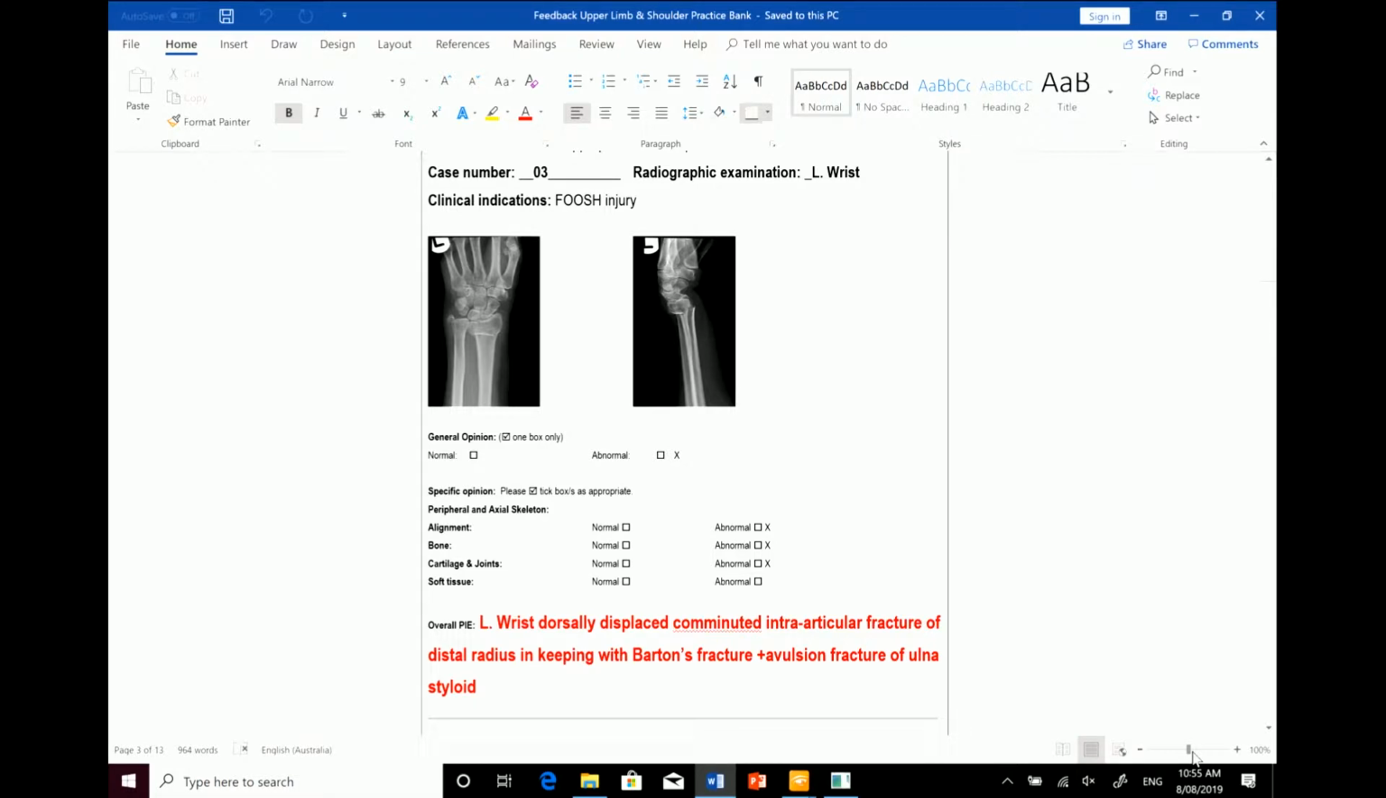So it's abnormal. The alignment is abnormal. The bone has a fracture, and also the joint is affected because of the ulnar styloid and the fracture that goes through the articular surface. So your overall PAE then is that the wrist is dorsally displaced, and there's a comminuted intra-articular fracture of the distal radius. That's in keeping with a Barton's fracture, and there's also an avulsion fracture of the ulnar styloid.